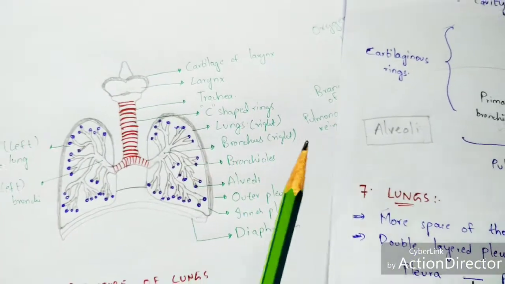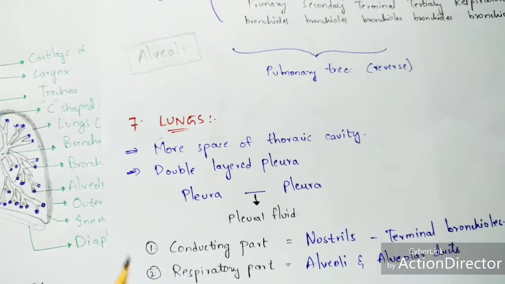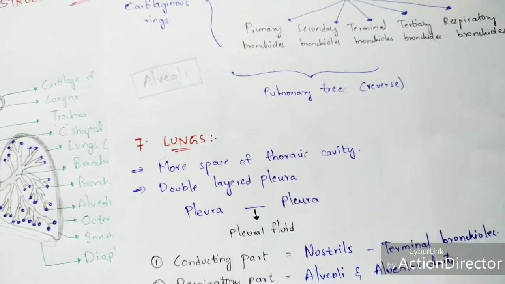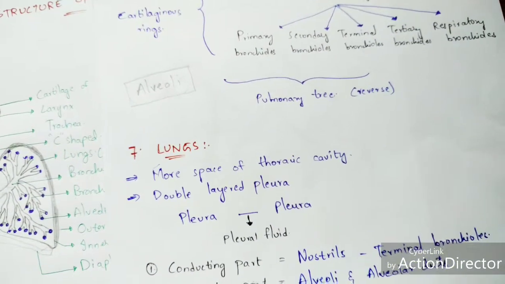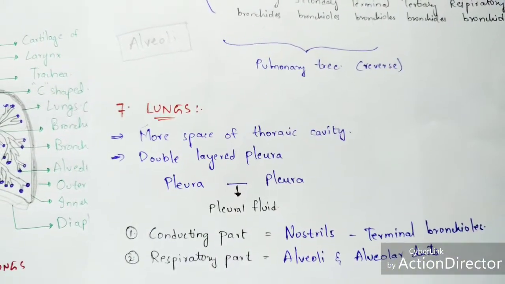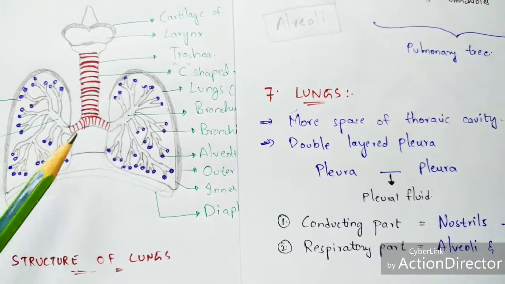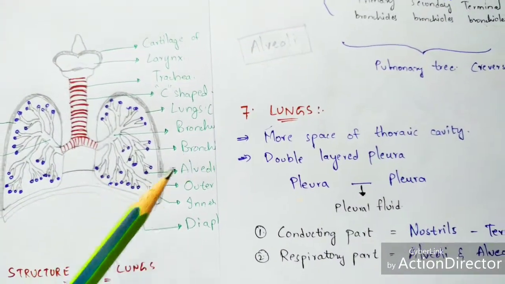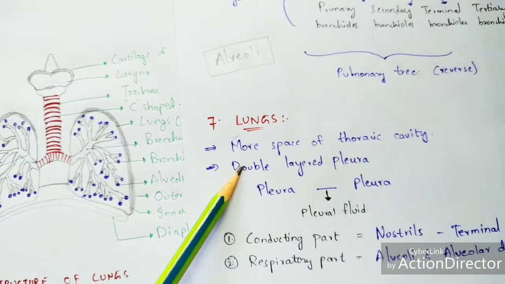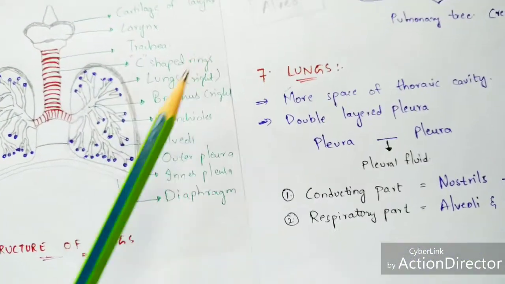So now let us discuss the lungs. I have explained the thoracic cavity, right? Because this thoracic cavity includes nostrils, nasal chamber, nasopharynx, larynx, trachea, bronchi and bronchioles, as well as the lungs, right? And the lungs occupy the major space of the thoracic cavity, because these lungs are large in size. They occupy much space in the total thoracic cavity. Next, these lungs consist of a double layered pleura at their outer surface.